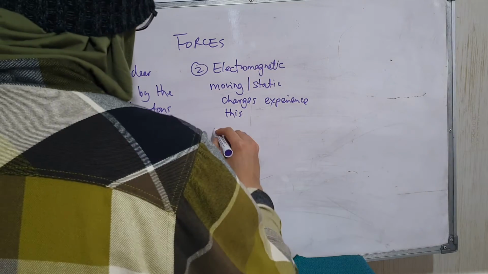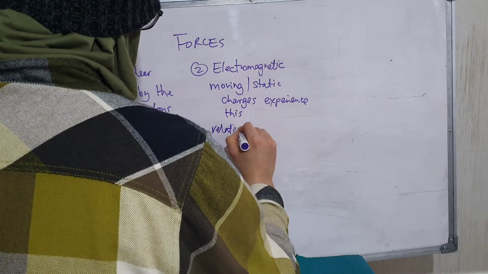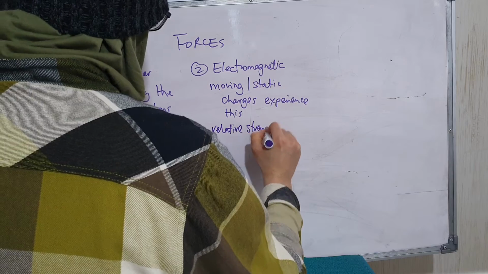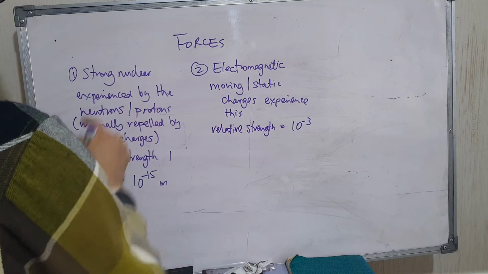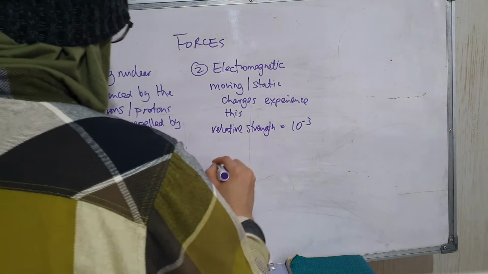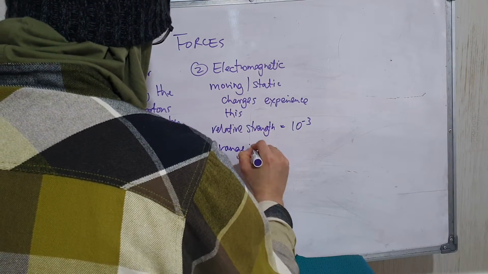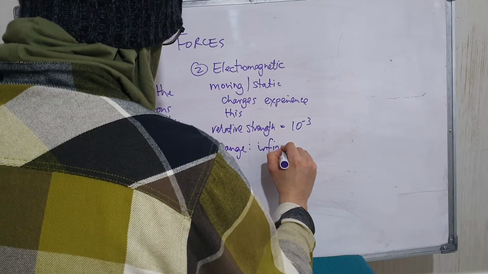What is the relative strength? The relative strength is 10 to the minus 3. So it's 1,000 times smaller than the strong nuclear. What is the range? The range is infinite. So it has infinite range.